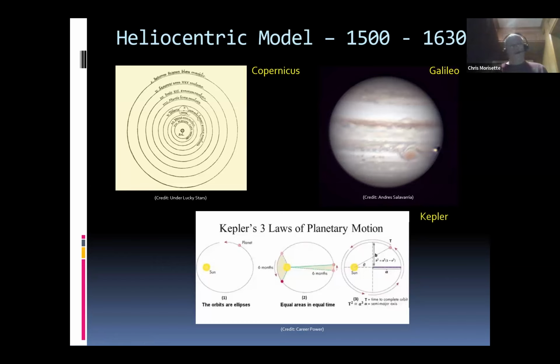It got him in trouble, and he ran afoul of the church authorities during this time for these findings. He negotiated around them as best he could, but I think there were periods of time where he was arrested and confined. So that was Galileo.